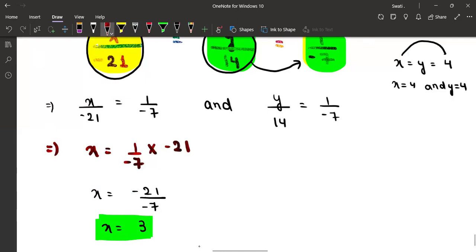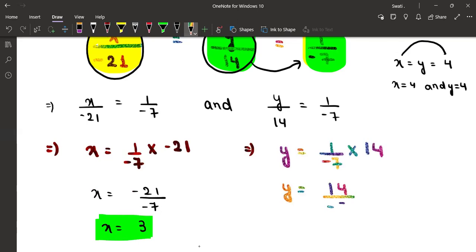Now to get the value of y, of course, we will simplify this part. So can you now tell me what will be the value of y from here by shifting 14 to the other side? y equal 1 upon -7. Very good. 14. That's absolutely correct. Next, y will be equal to, now what will you do? One times 14 will be 14. 14 minus 7. Minus 7, right?